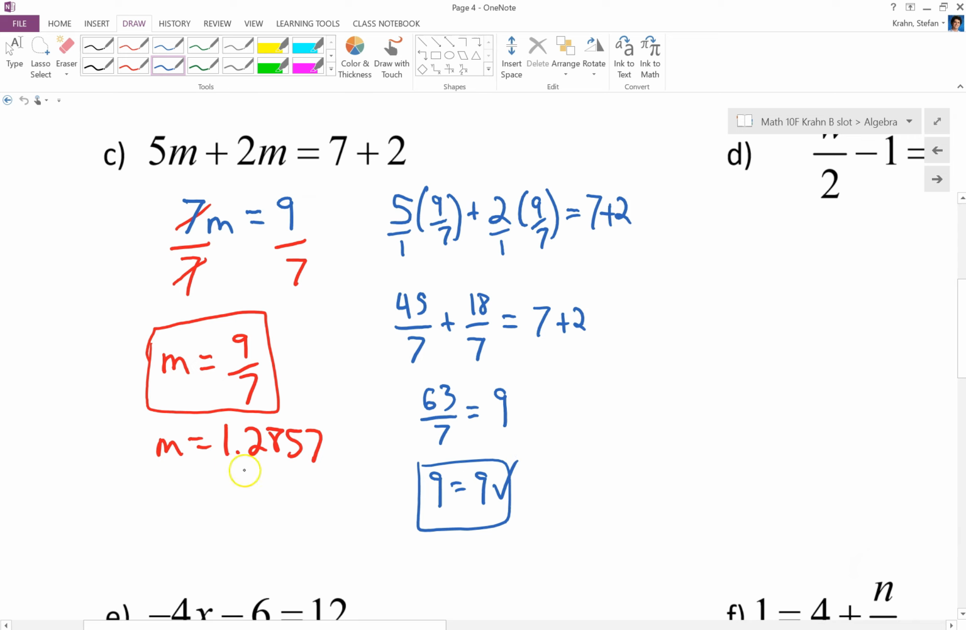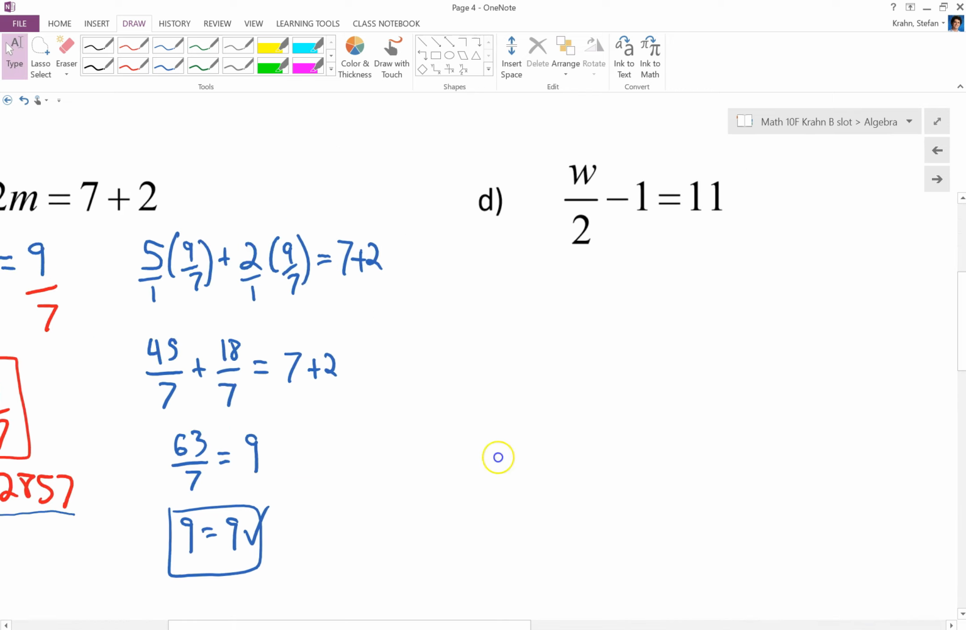You could also sub in 1.2857 for m and do the multiply, and you would probably get something very close to 9, maybe a decimal that's slightly off. But both ways would be fine to check your answer.